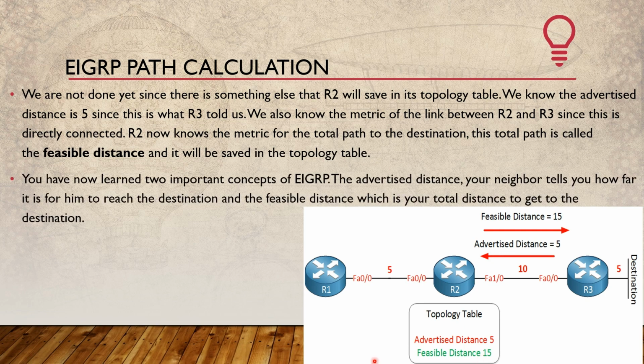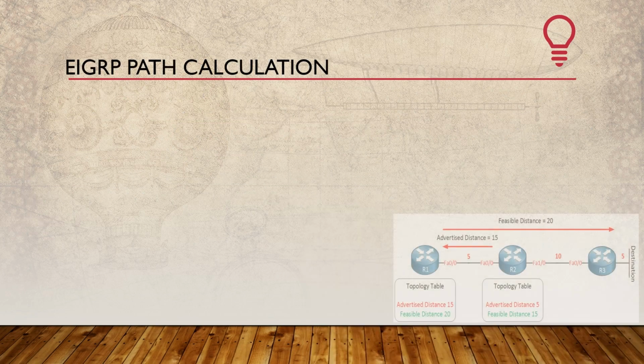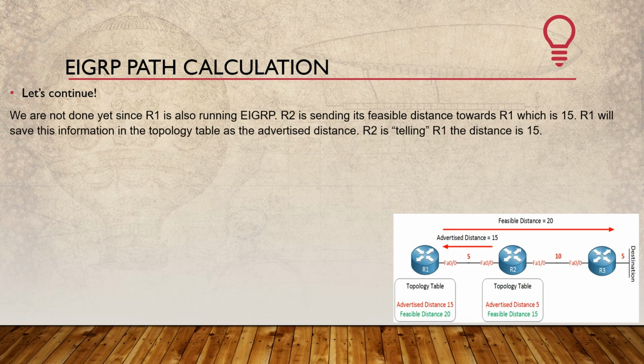Now we have learned two important concepts of EIGRP. The advertised distance: your neighbor tells you how far it is from him to reach the destination. And the feasible distance, which is your total distance to get to the destination. Still it's not completed. Let's continue.